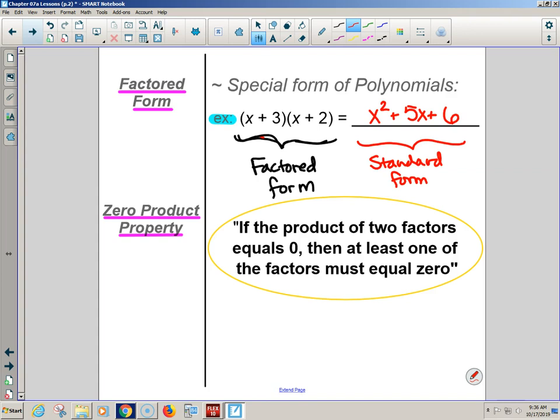We have factored form on the left. We have standard form. Stop the extra talking, please. Everyone around you, it's not your business. Factored form. Stop. Standard form.